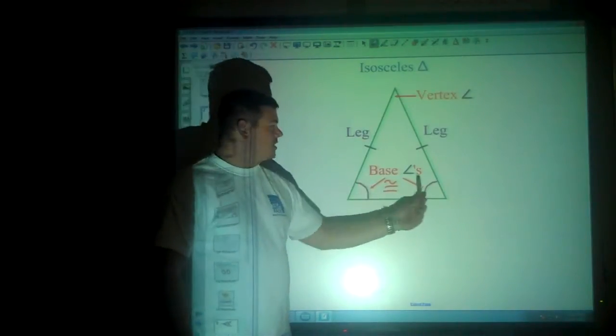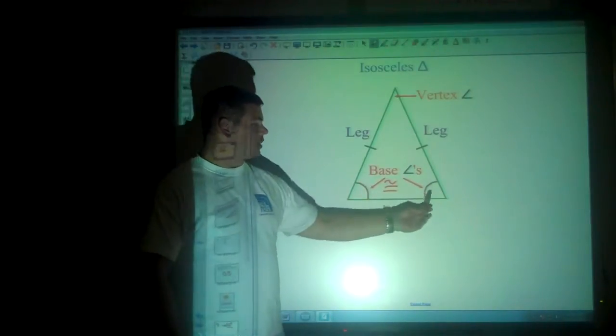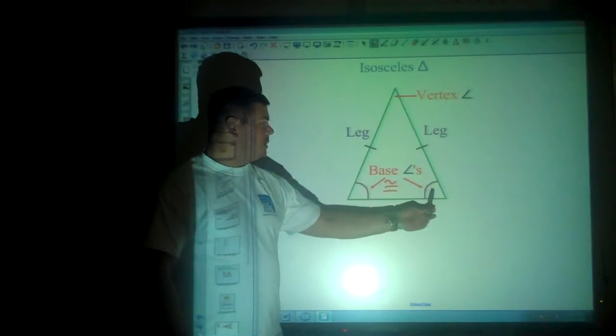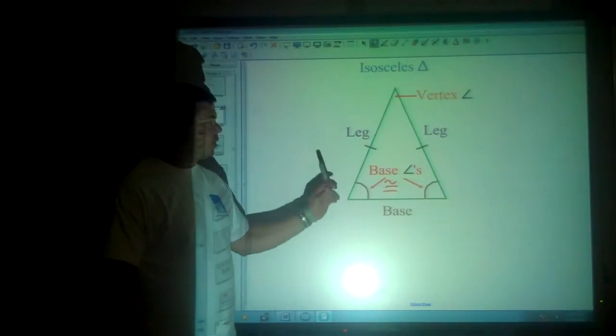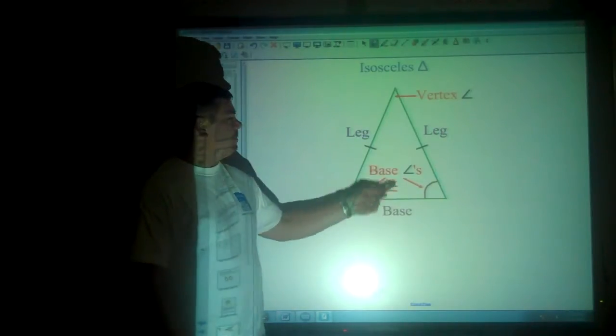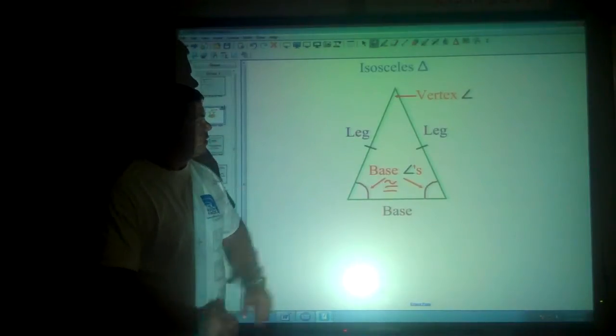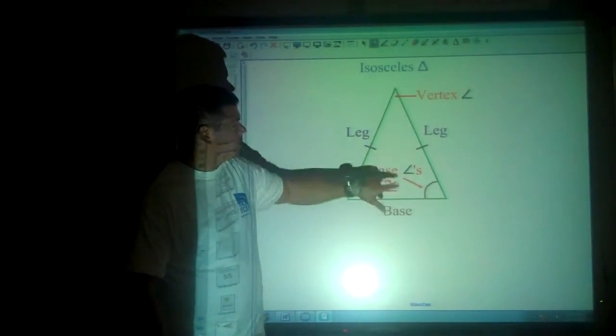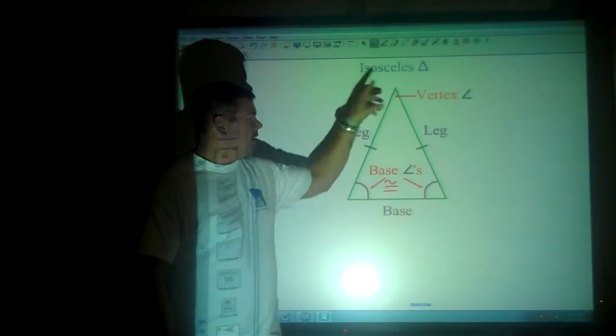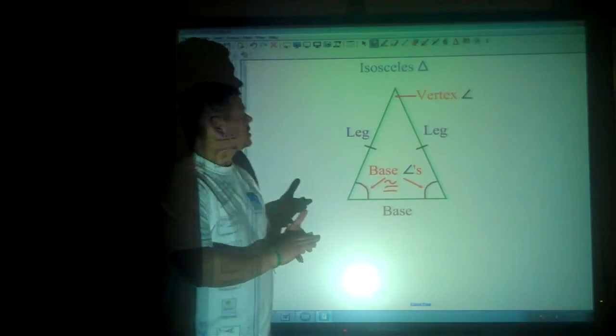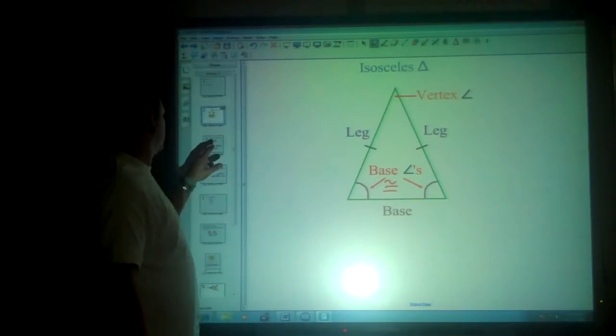We have what we call base angles. The base angles connect to the base. They will always be exactly the same. Base angles will always be congruent. And the opposite angle away from this is what we call the vertex angle. So we have a vertex angle and two base angles. We have two legs and a base. And that represents the three sides and the three angles of the isosceles triangle.